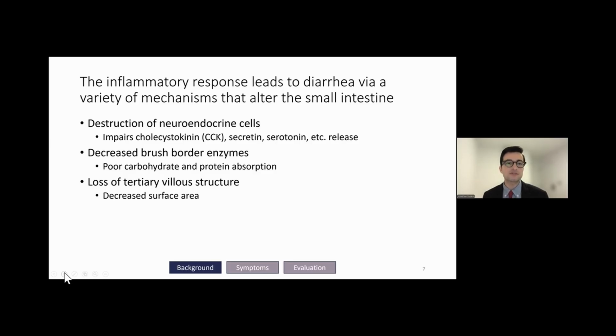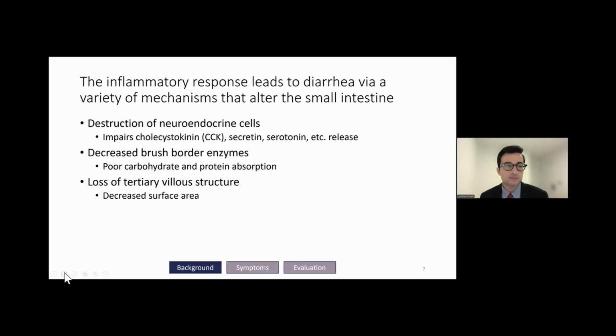With a lot of that inflammation, we're destroying some neuroendocrine signaling cells, and these cells release a lot of hormones that aid in the digestive process. But it also decreases some of those brush border enzymes. That's what we were seeing with the Pac-Man figures on the prior slides, which help break down carbohydrates and proteins. We're not breaking them down to absorb them properly.